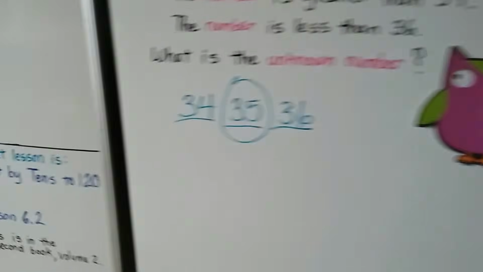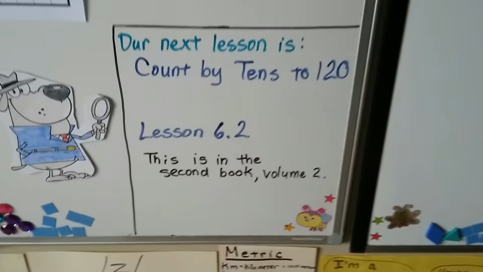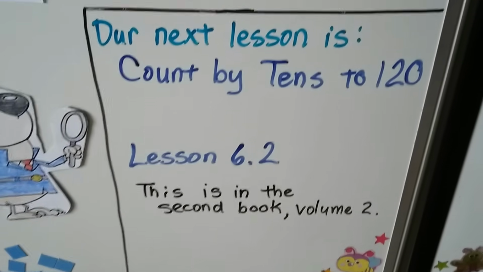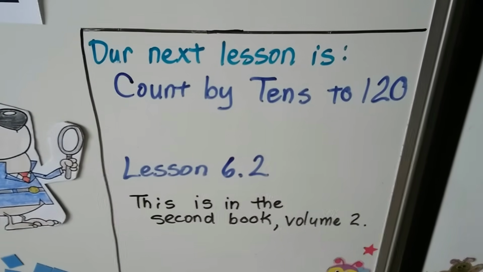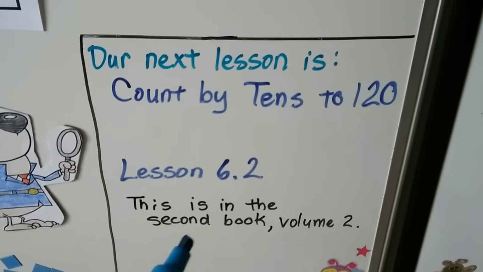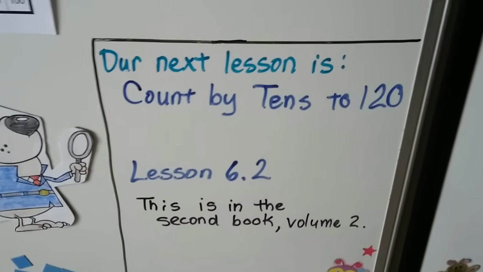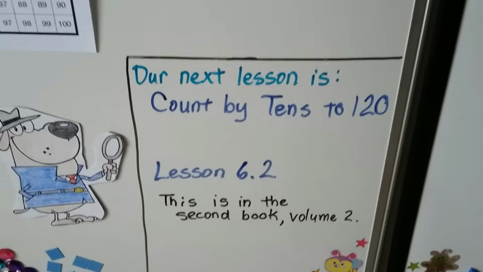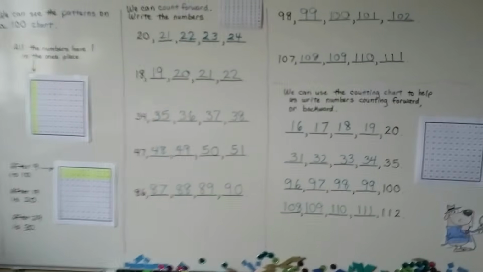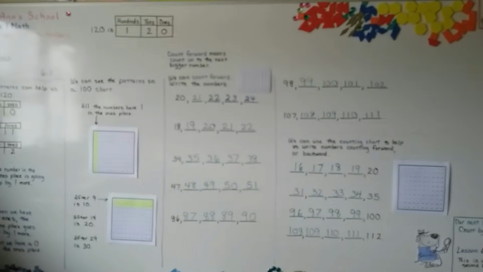Our very next lesson is going to be count by tens to 120. That's lesson 6.2. And this is in the second volume of the first grade math book. If you ordered it in 2 volumes, like I did, then this chapter is in the second book, okay? There was so much information, they put it into 2 books.